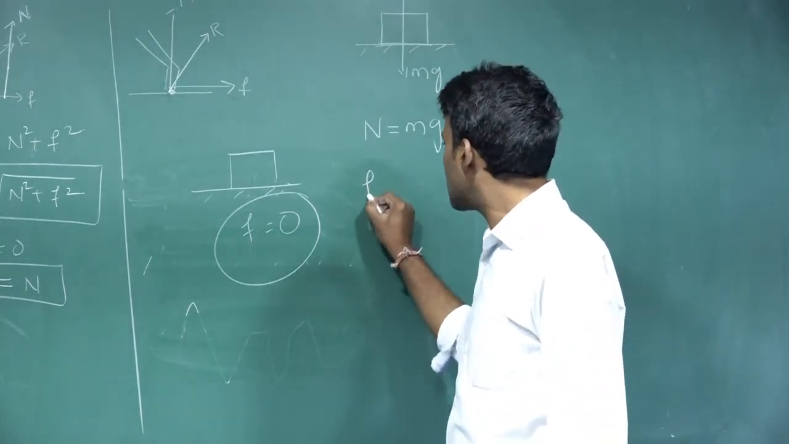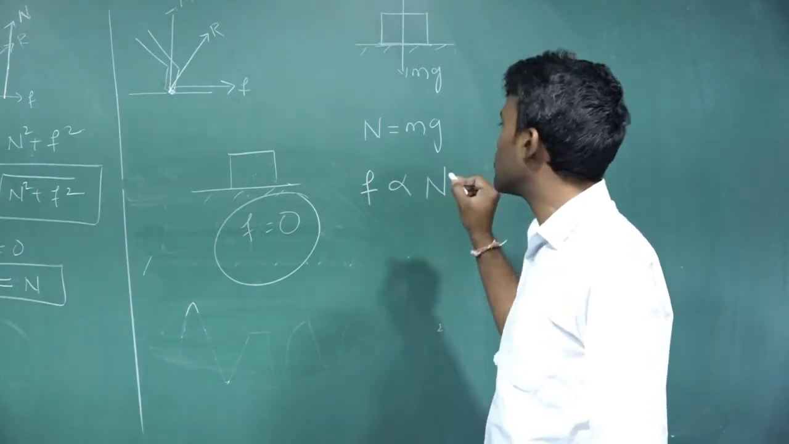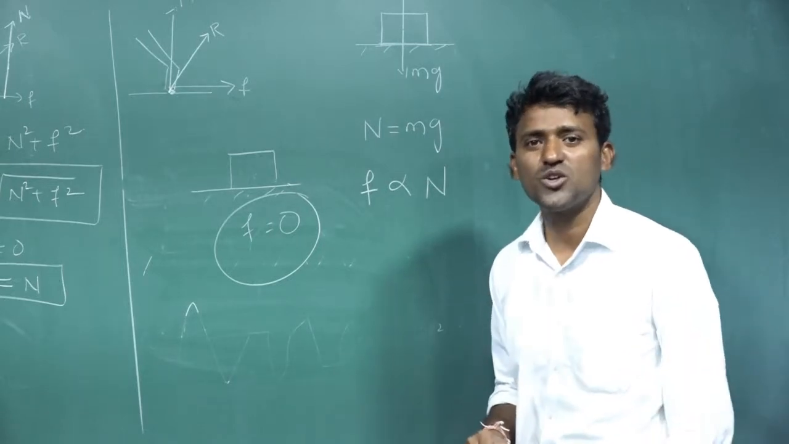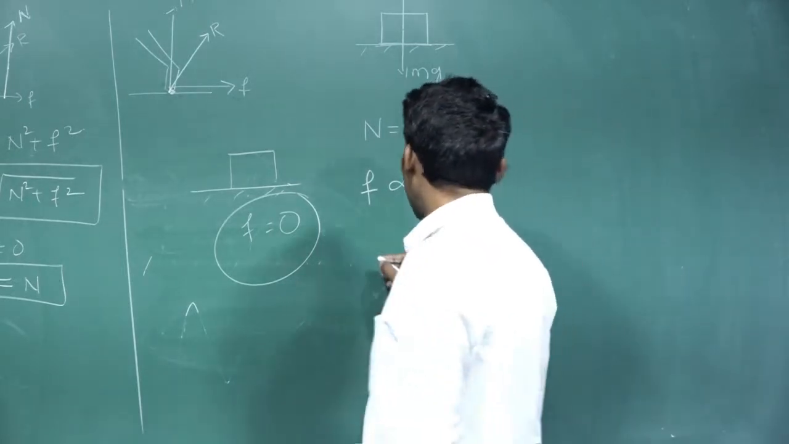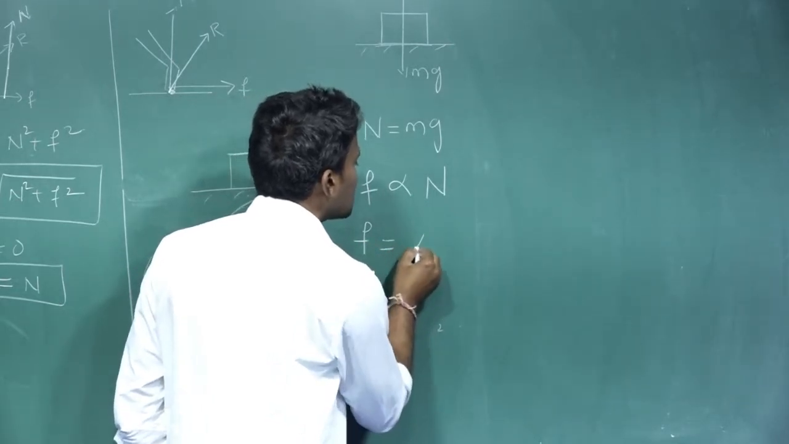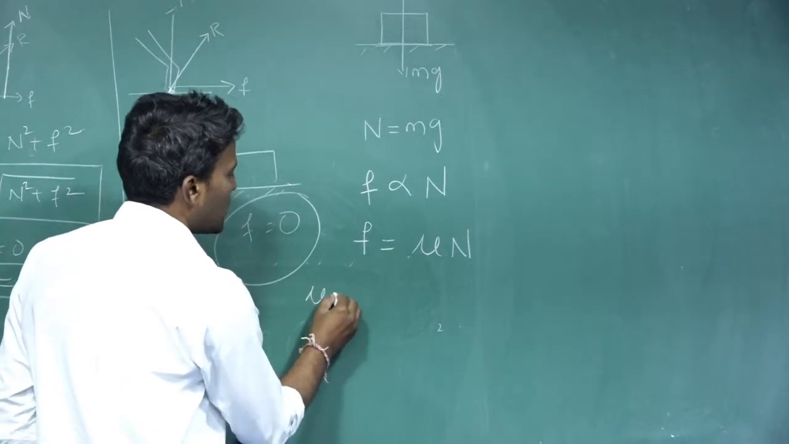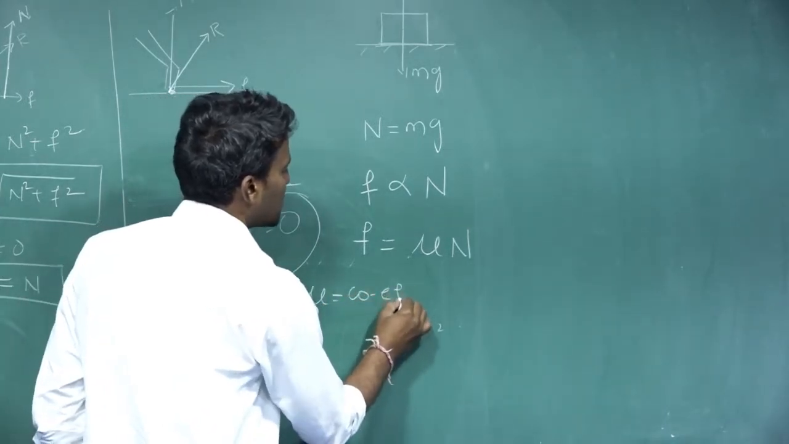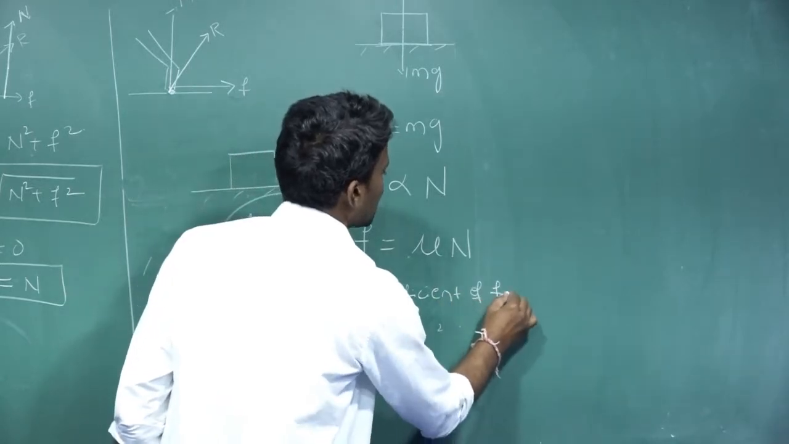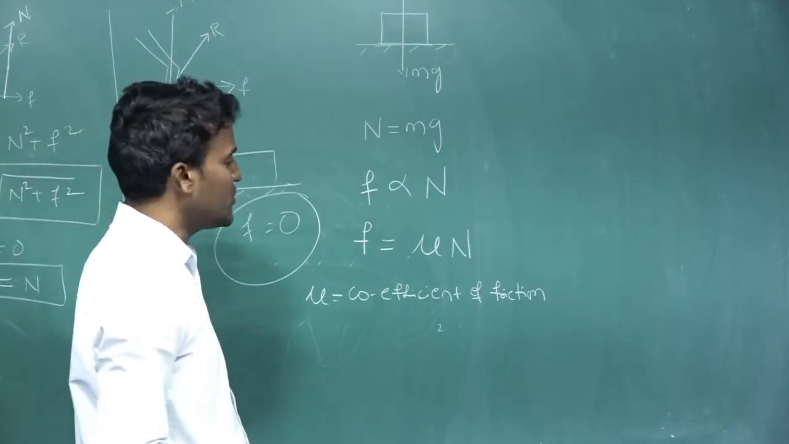And frictional force is directly proportional to normal force. When you remove the proportionality, one constant takes place, that we can call the coefficient of friction. Here mu is the coefficient of friction.